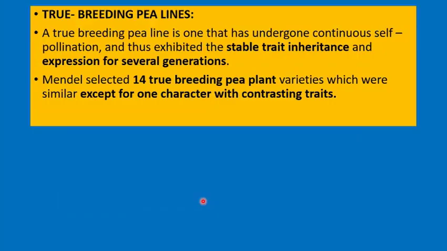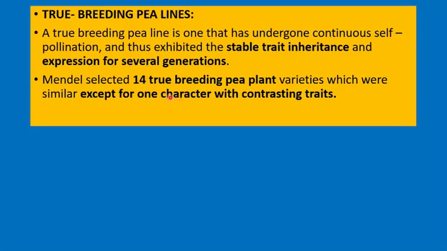Now, true breeding lines, I told you, here Mendel had selected 2 breeding lines. That means he had grown the pea plants for several generations with continuous self-pollination, and the seeds produced by those plants exhibited stable trait inheritance and expression for several generations, like F1, F2, F3, F4 and so on.